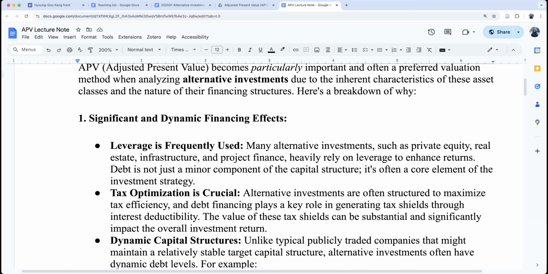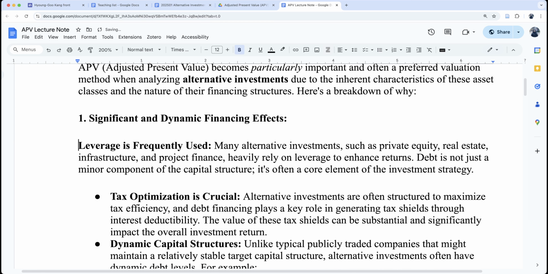Here's a breakdown of the why. Significance and dynamic financing effects. First, leverage is frequently used. Many alternative investments, such as private equity, real estate, infrastructure, and project finance, heavily rely on leverage. When leverage is high, APV becomes particularly important. It is important in separating the value creation by operational engineering and financial engineering.